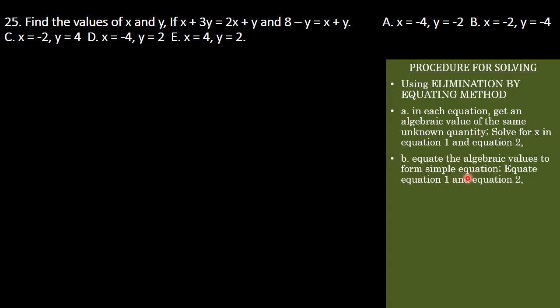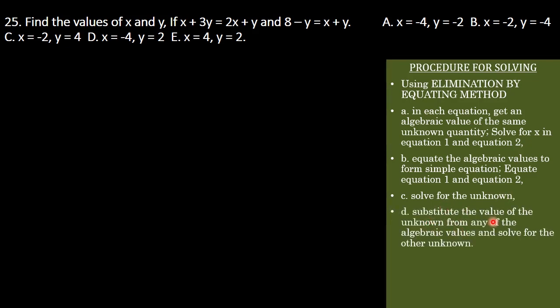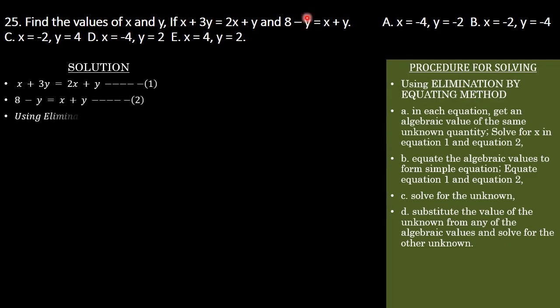Equate equation 1 and equation 2. Step C is to solve for the unknown value. Step D, substitute the value of the unknown from any of the algebraic values and solve for the other unknown. Let's check the solution here. Let's represent this to be our equation 1 and this to be our equation 2. Here we are going to use elimination by equating method. Here we are going to solve for x in equation 1 and 2.